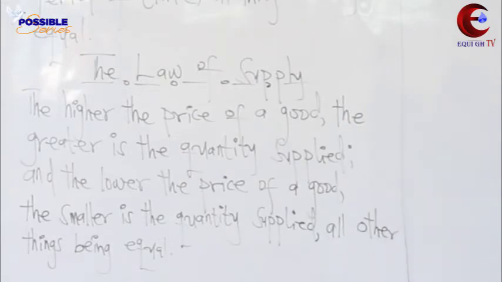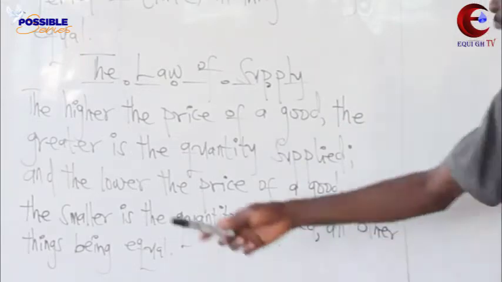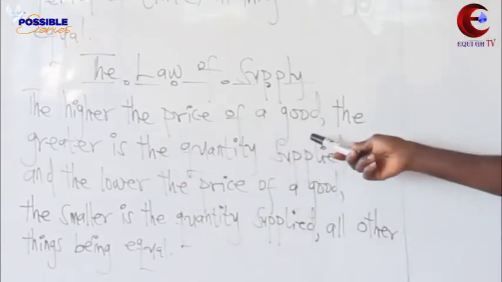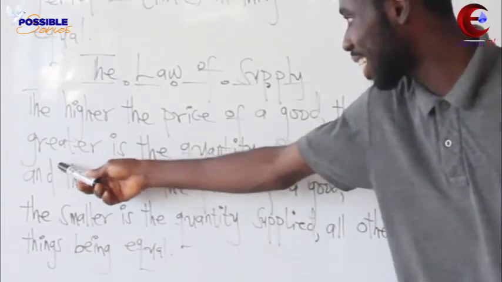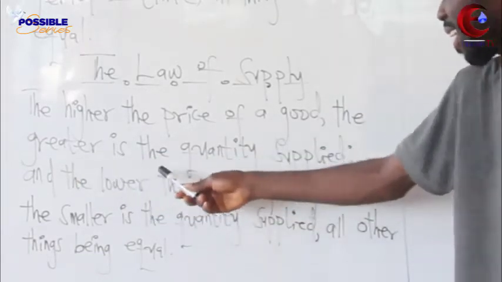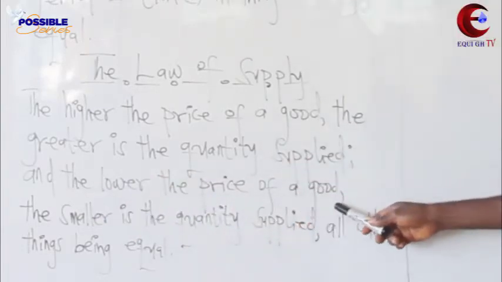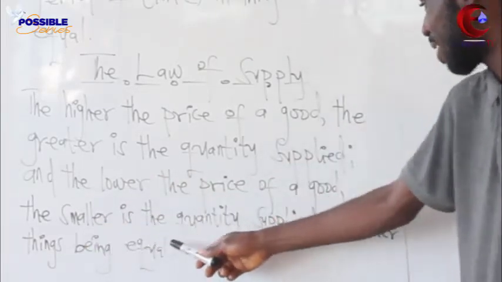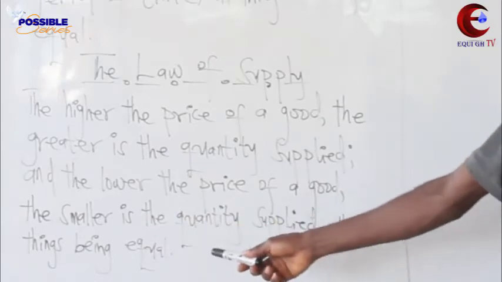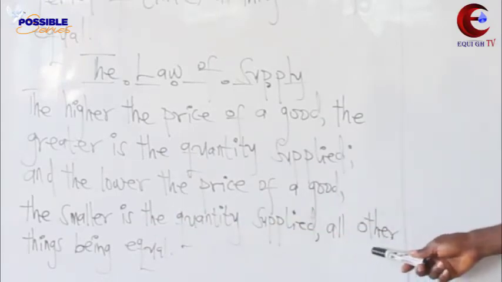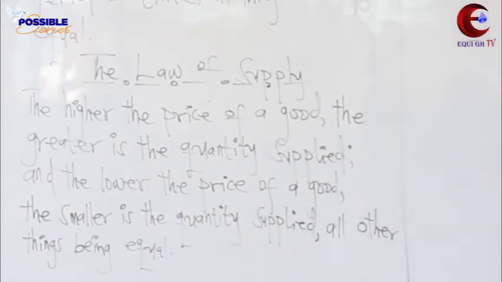It is English, so don't be confused about it. The higher the price of a good, the higher the quantity supplied, or the greater is the quantity supplied. And the lower the price of a good, the smaller is the quantity supplied, or the lower the quantity supplied, all other things being equal.